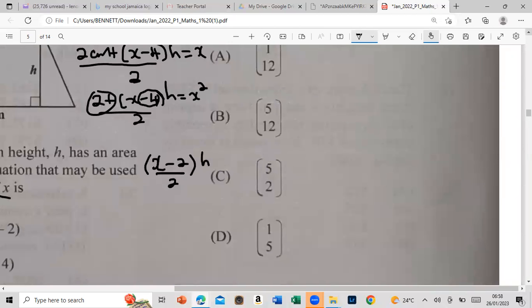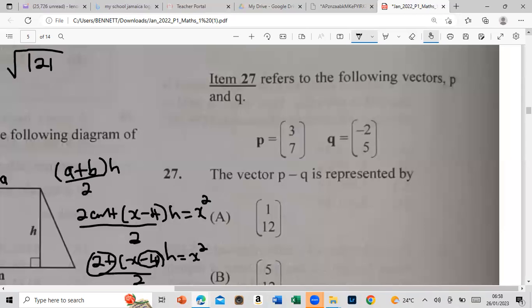Let's move on to this one now. This one is item 27. Refer to the following vectors P and Q. P is equal to (3, 7), and Q is equal to (-2, 5). Vector P minus Q is represented by, alright, so we're going to write P first, as I said, P minus Q, so it must follow the order that it is.